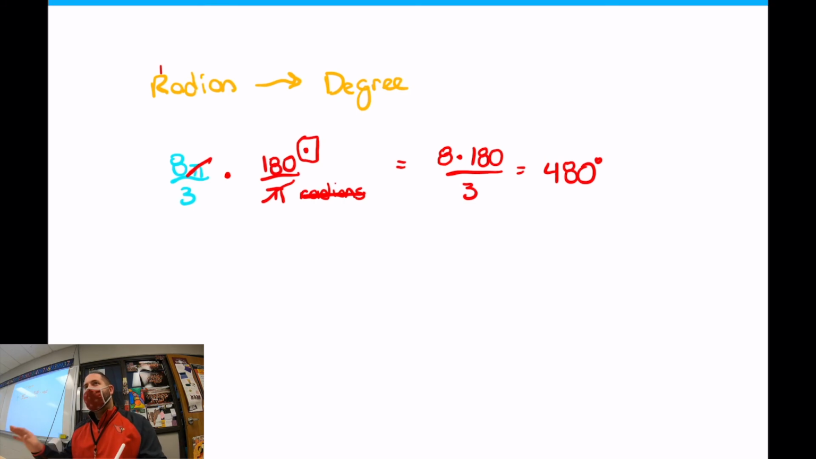So yeah, whatever angle I give you, if it's in radians, you take it times 180 over pi. And the pi's will cancel out and you go from there. If I give you degrees, you have to multiply by pi over 180.